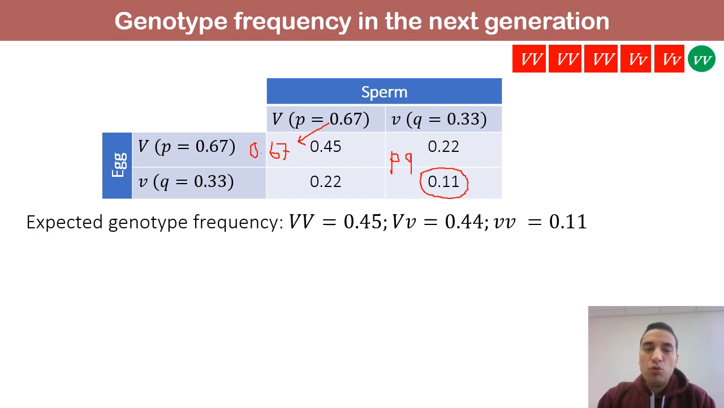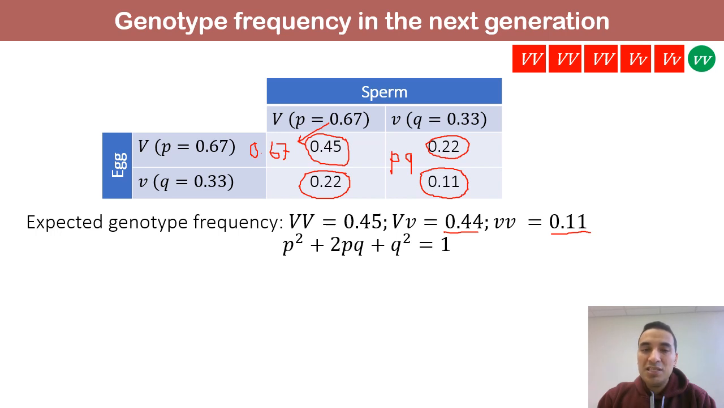All right, so let's look at what the genotype frequency is for the next generation. Genotype frequency for big V is this box right here. That is 0.45. Big V, little v, there are two of them, right? So that's one, and that's another one. So you add both of those, 0.22 plus 0.22, that becomes 0.44. And for the little v, it comes out to be 0.11. Okay. Now, if you add all of those up, you will once again get 1.